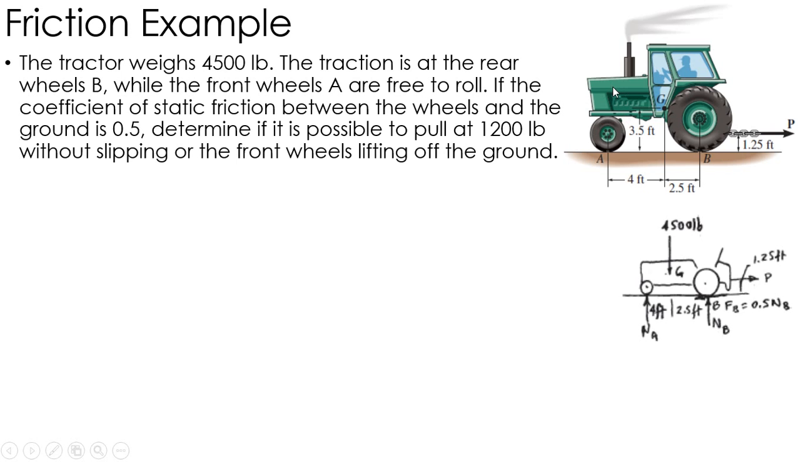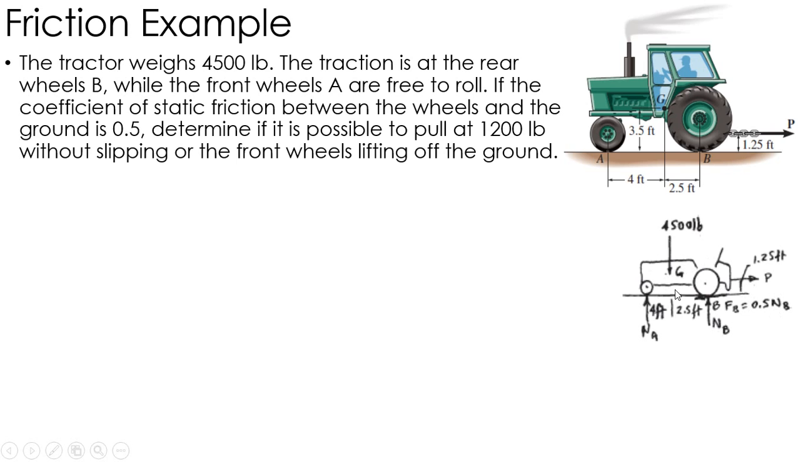So we start with our free body diagram as we always do. Again, 4,500 acting at G. I've got two normal forces, NA and NB. I've got my 1,200 pound force acting right here at P. And then I have a friction force acting at the back wheel, which I'm going to put at its maximum force, which is 0.5 times the normal force, the coefficient of static friction times the normal force, NB. So there's my free body diagram.